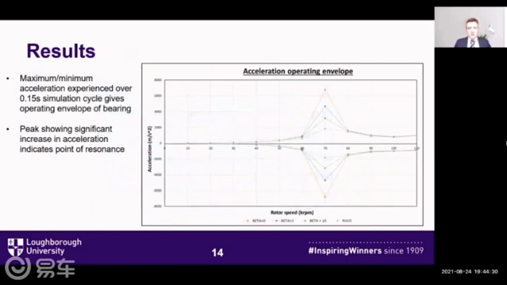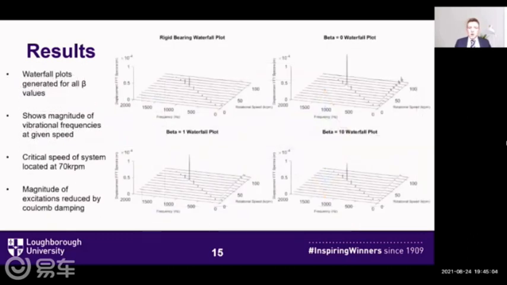So now we can move on to the results generated in the study. Here we can see the peak-to-peak acceleration values experienced over a given time period. This is purely for the flexible body systems. We can see an operating envelope generated here with a large peak seen at 70,000 RPM. And this indicates a point of resonance within the system, a critical speed. The reduction in the magnitude of the acceleration experienced can be seen as the value of beta, or Coulomb damping, is increased.